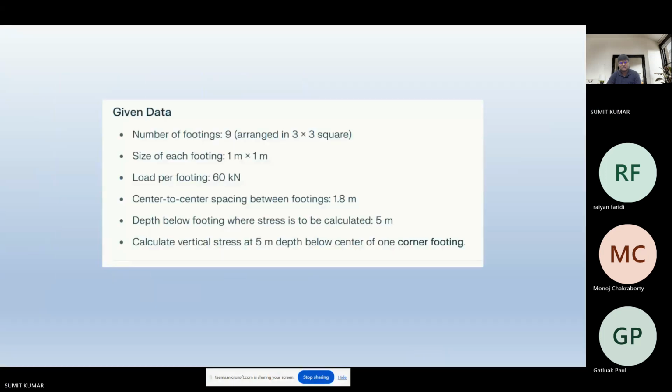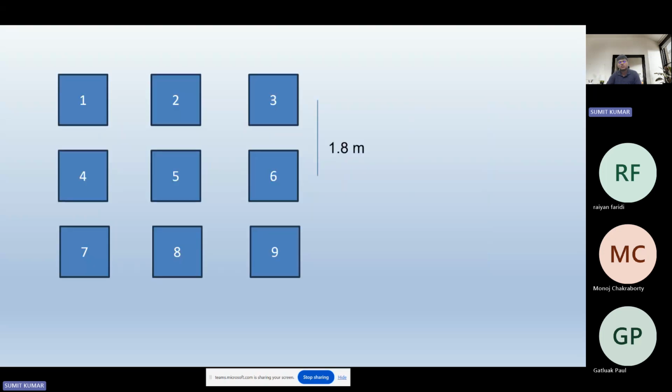So see, first of all, it is given that the number of footings is 9, arranged in 3 by 3 squares as mentioned in this slide, and the size of each footing is 1 meter by 1 meter, and load per footing is 60 kilonewton. Center to center spacing between the footings is 1.8 meter. Depth below the footing where the stress is calculated is 5 meter, and we calculate the vertical stress at the 5 meter depth below the center of the corner footing, and that corner footing is the target footing we considered maybe as 3.